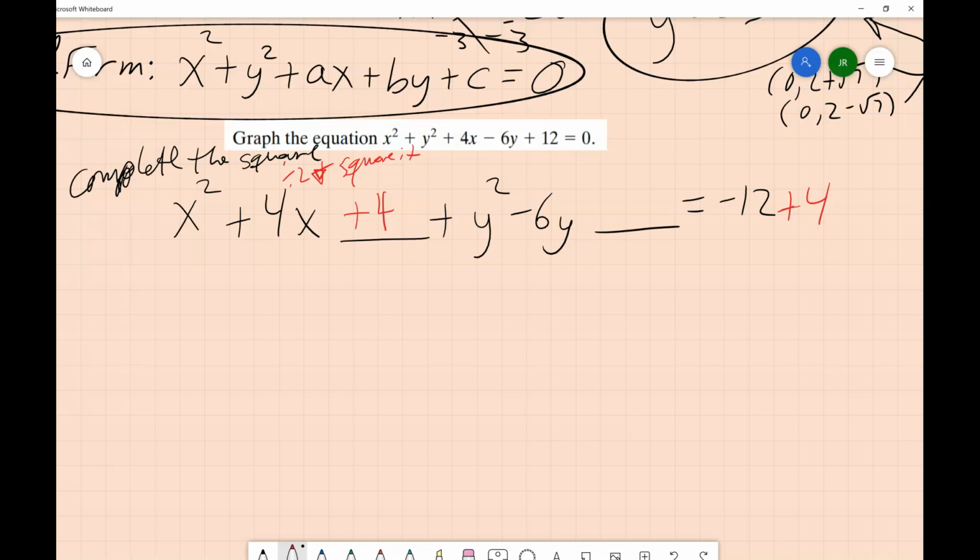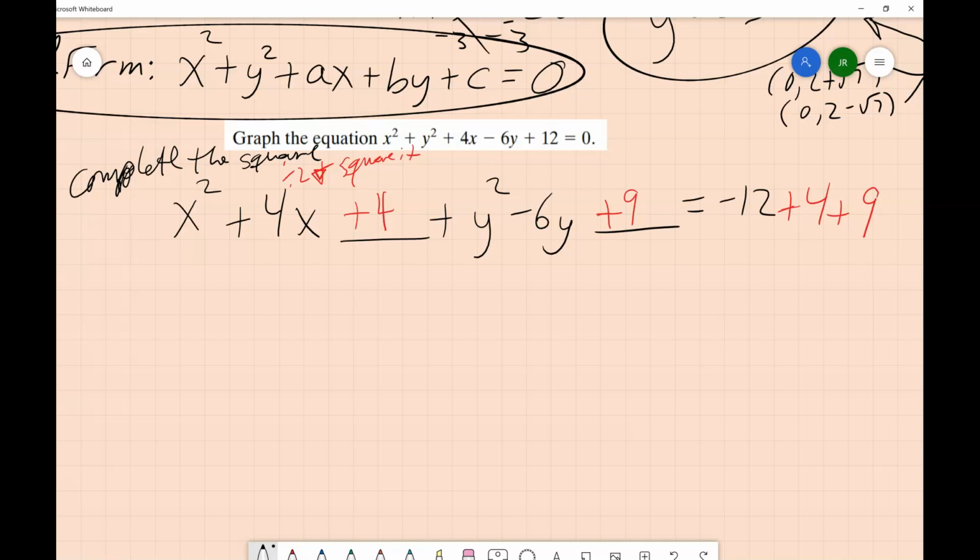What about with the y? Same thing. Take that negative 6, divide it by 2, and square it. So negative 6 divided by 2 is negative 3. Negative 3 squared is 9. So I'm going to add 9 here. And again, I've got to add 9 to the other side.